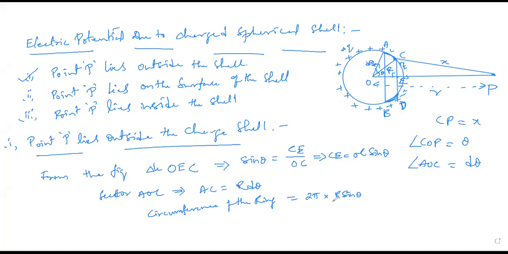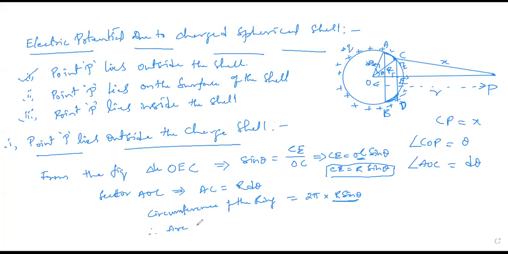How have I written R sine theta? Because CE is equal to OC, which is R sine theta. Correct. So from here we can write the circumference as 2 pi into R sine theta. This is about the circumference, and therefore what will be the area of the ring?